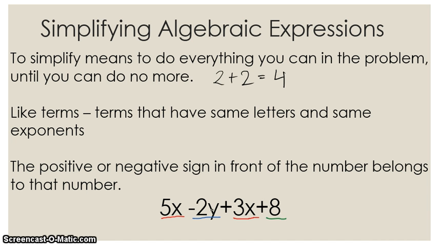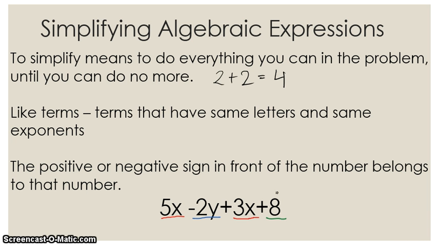So I have 5x minus 2y plus 3x plus 8. So here I highlighted with red the two terms that have x's. So 5x and 3x, they match because they both have x's. 2y right here in blue, it does not have anything that matches it. So 2y is just lonely by itself. And then the 8, right here in green, doesn't have any letters with it, so also it's by itself because it doesn't match anything.